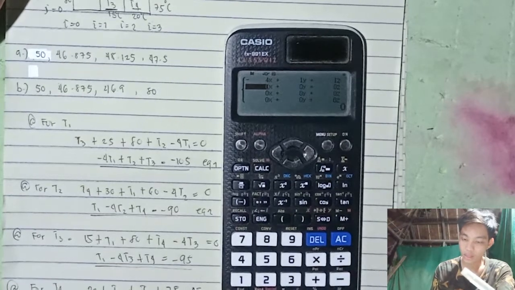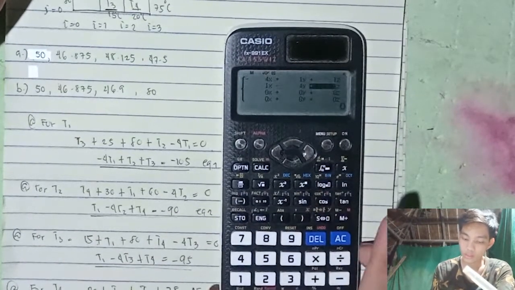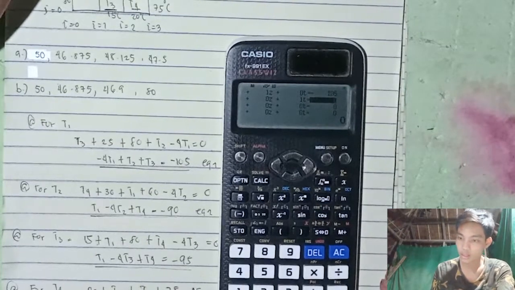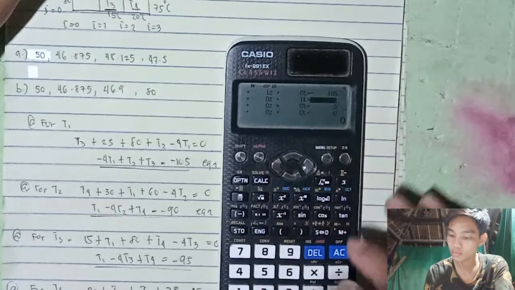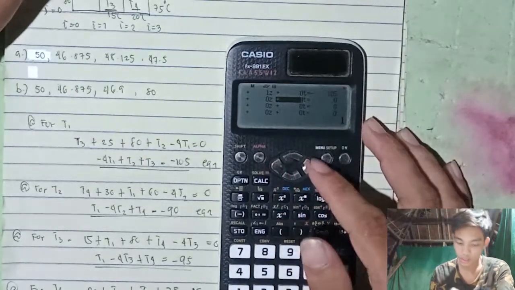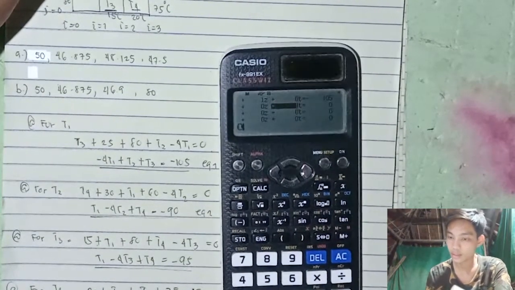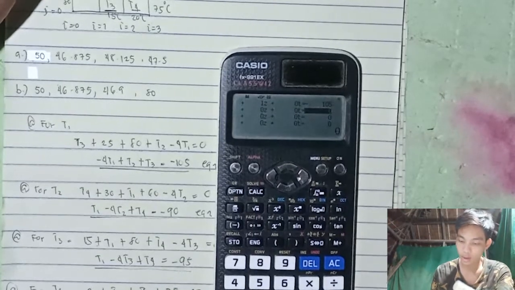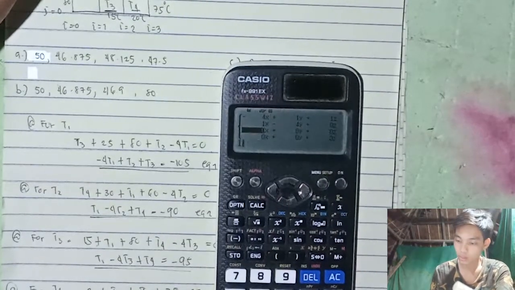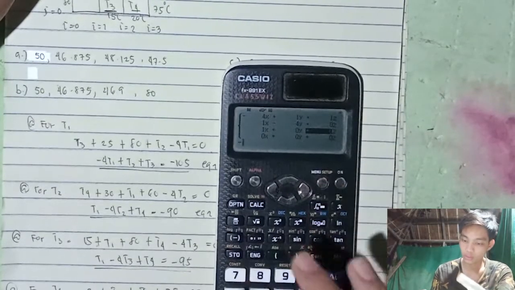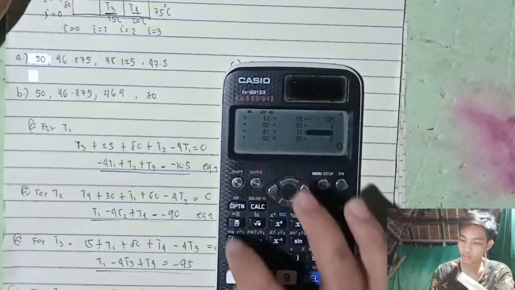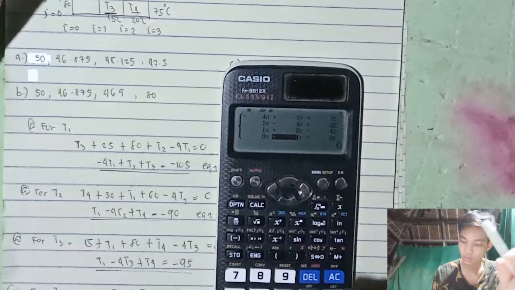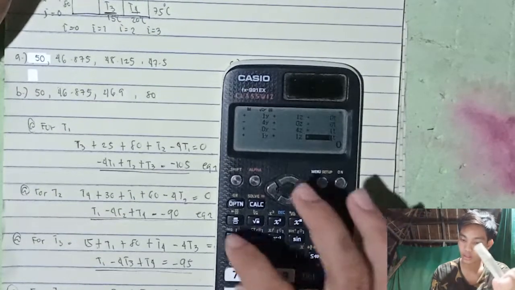Then for the second equation, T1 is 1, T2 is negative 4, T3 is 0, T4 is 1, and then negative 90. Sorry, T3 is 0 in the second. Then in the third, T1 is 1, T2 is 0, T3 is negative 4, T4 is 1, and then negative 95. In the fourth, there is no T1, then T2 is 1, T3 is 1, T4 is negative 4.